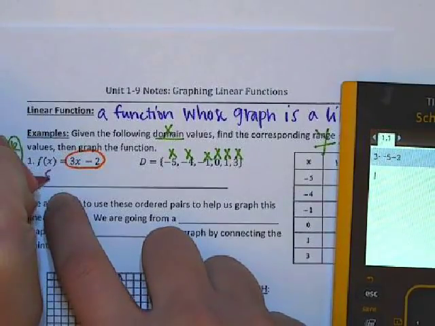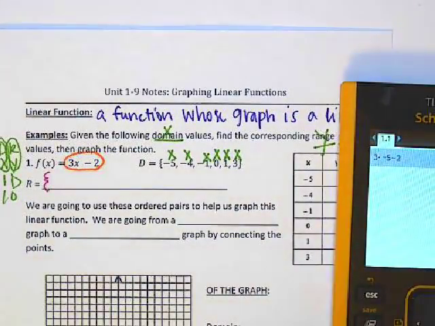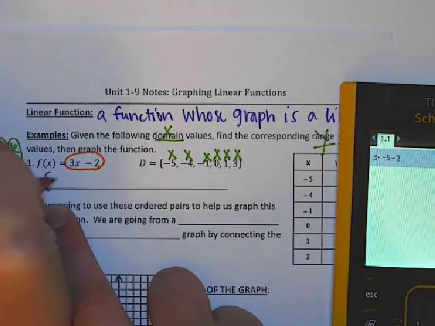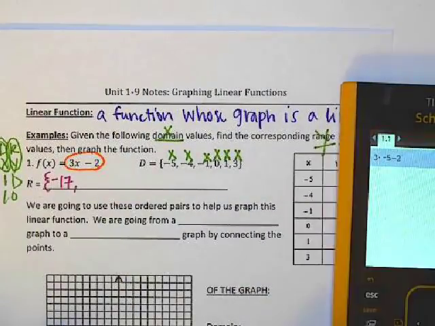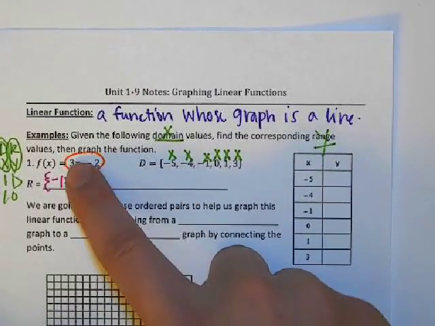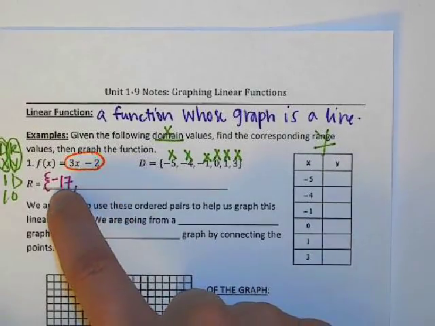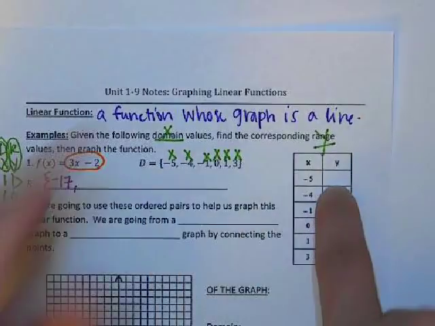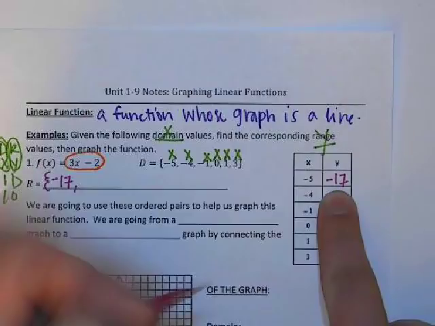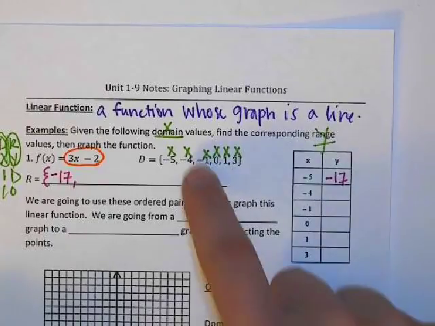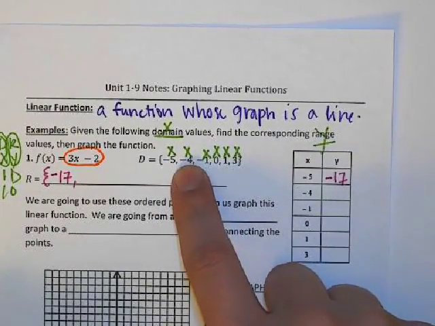Okay, so negative 17. Remember, we're listing numbers because I'm about to list all my y's here. I'm about to list all the answers, so I've got to have a bracket, and my first answer is negative 17. When I took my x and plugged it into the equation, it gave me my what? The y. So when x was negative 5, what is my y? Negative 17. That's negative 17.